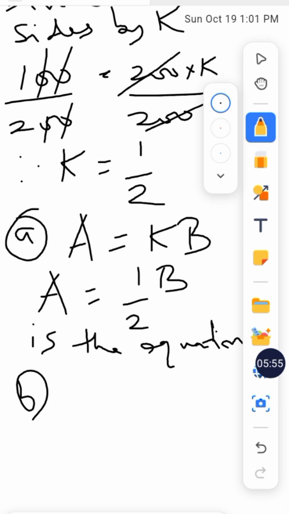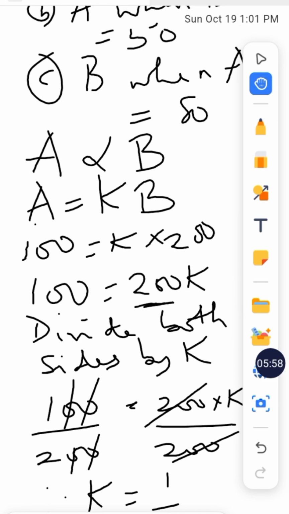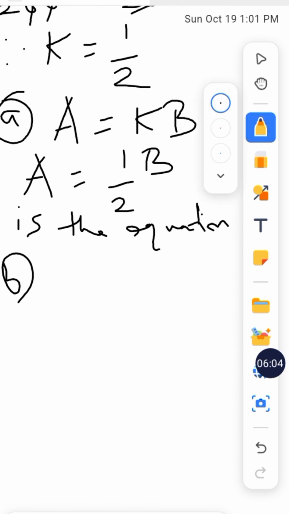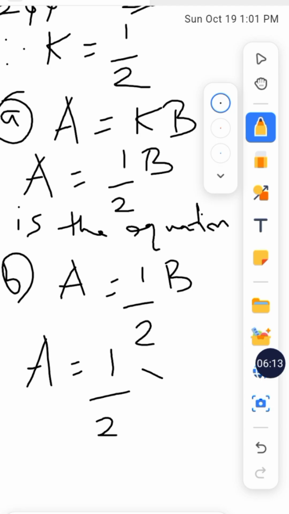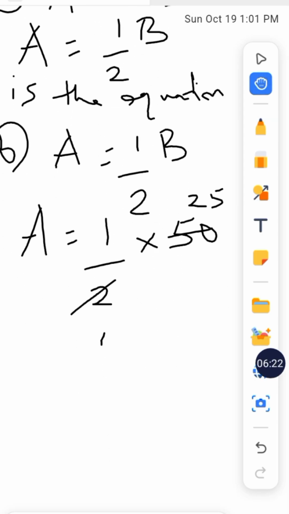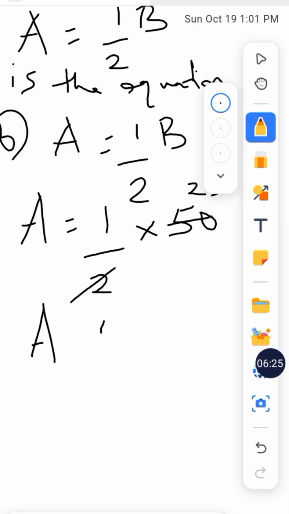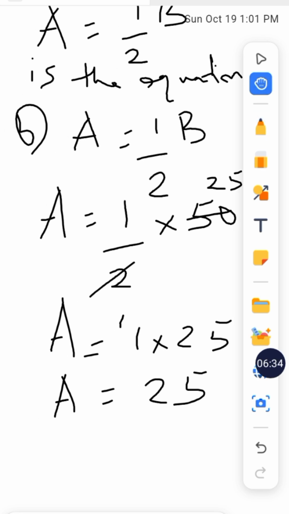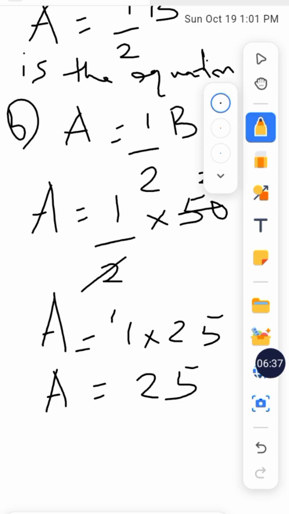And question B says, find A when B is 50. That means that I'll go back to this relationship, A equals half B. So A is equal to half times whatever B is, 50. Half times 50. So 2 goes in 2 once, 2 goes in 50, that's 25. So therefore, the value of my A is 1 times 25, and that is 25. A is 25. That answers question B.